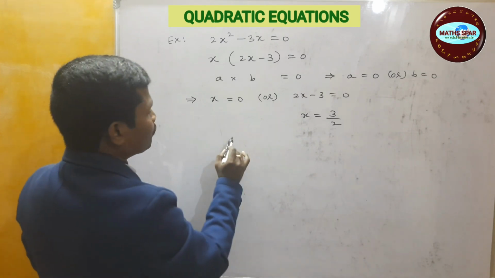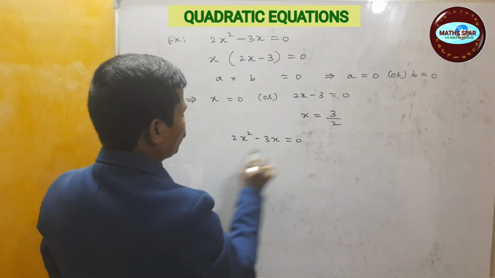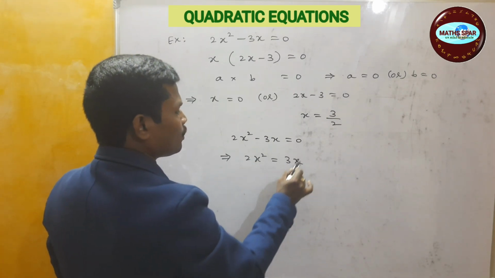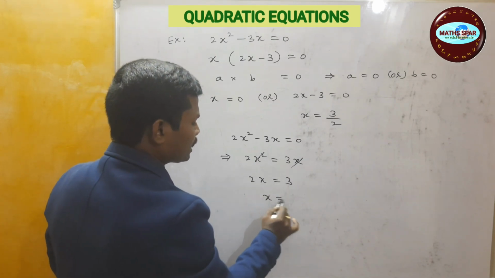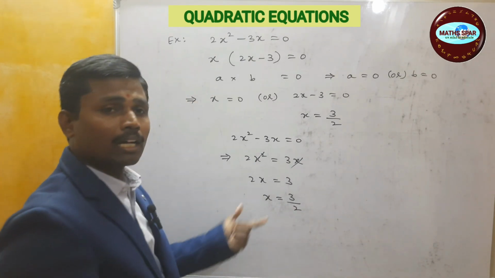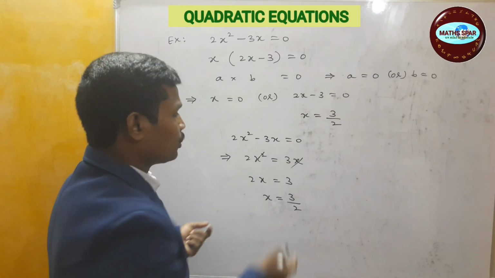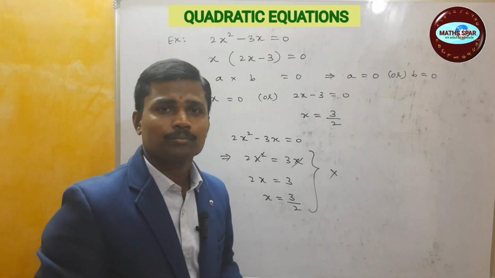But some will solve it as 2x square minus 3x is equal to 0 implies 2x square is equal to 3x. One x will get cancelled. Then 2x is equal to 3, x is equal to 3 by 2. We are left with only one root here. There is the other root. So this type of approach is absolutely wrong.